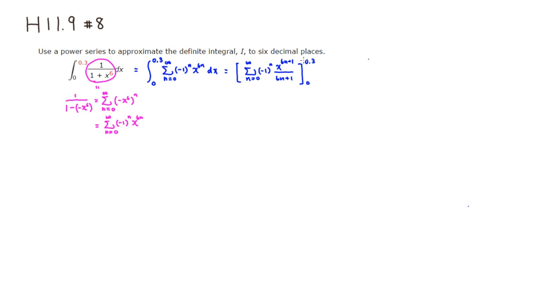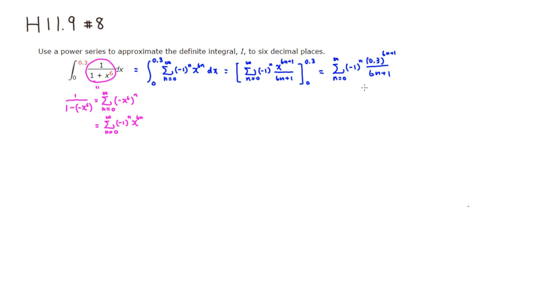So if you plug in x equals 0.3, you get the summation, n goes from 0 to infinity, of negative 1 to the n times 0.3 raised to the 6n plus 1 power over 6n plus 1, minus, if you plug in 0, it's minus 0, so I'm not going to write that down.